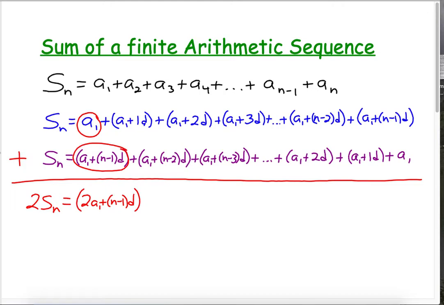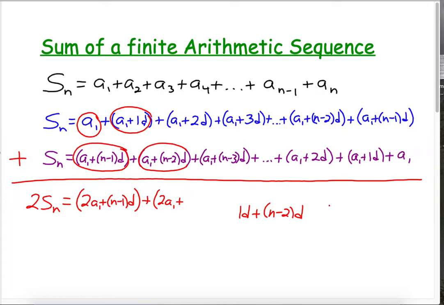Alright, now let's add the next two. We're going to add this quantity to this quantity. Well, we're going to get 2 a sub 1's again. A sub 1 plus a sub 1. So we get 2 a sub 1's. Now this is where you have to think. Now, what do we have? We have 1d plus n minus 2 d's. So how do we add those together?